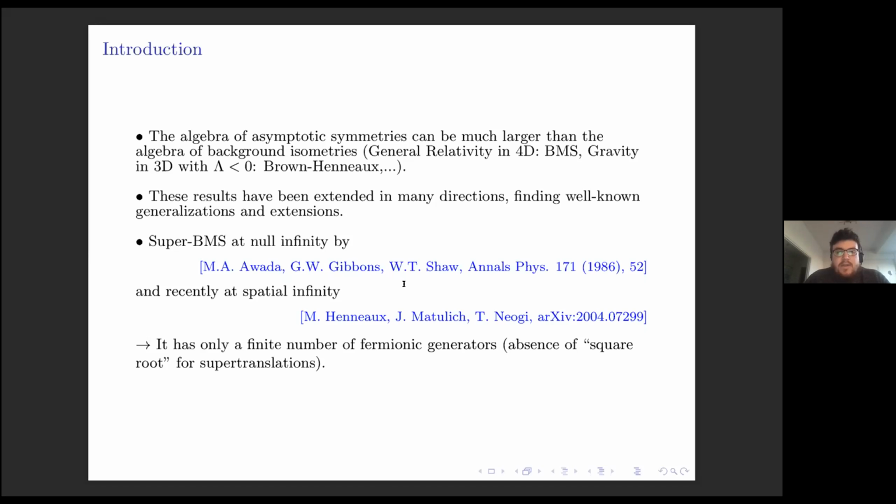These results have been widely extended in many directions, and in the literature there are a lot of generalizations and extensions. In particular, we have the graded extension of the BMS algebra found at null infinity by Awada, Gibbons, and Pope in the 80s, in '86. And recently it was found at spatial infinity by Mark, Javier, and Turmoli. But this algebra only has a finite number of fermionic generators, so we have an absence of square root for translations.